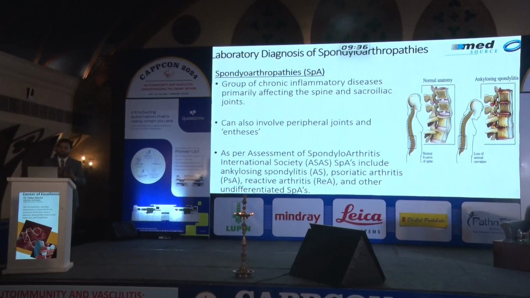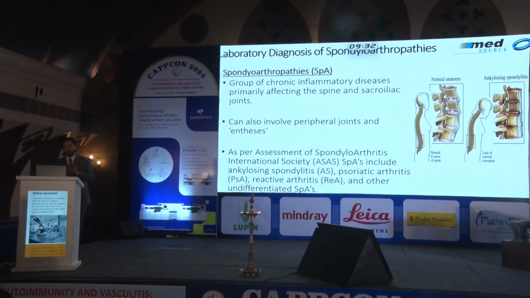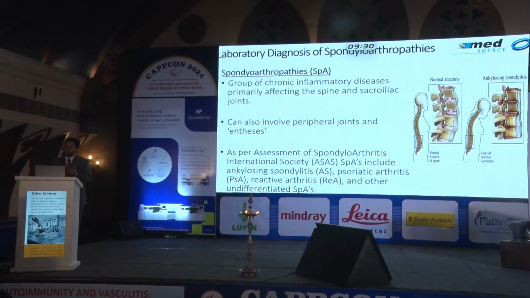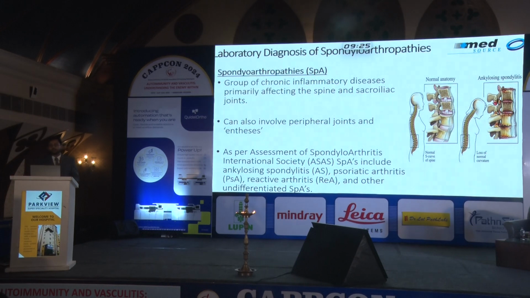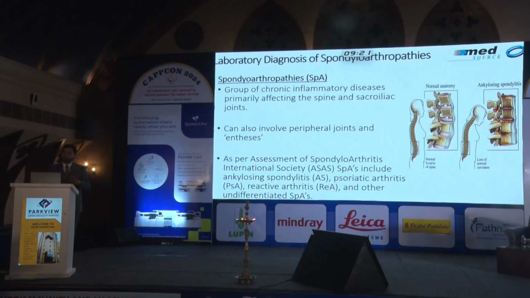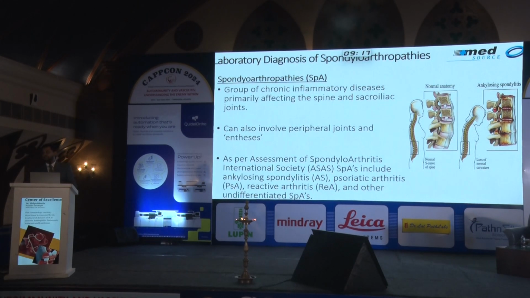So the patients presenting with lower back pain for more than 3 months are to be considered for identification of SpAs. Now, as per the assessment of spondyloarthritis by the international society, ASAS, it includes the umbrella of ankylosing spondylitis, psoriatic arthritis, reactive arthritis, and there are several other undifferentiated SpAs as well.